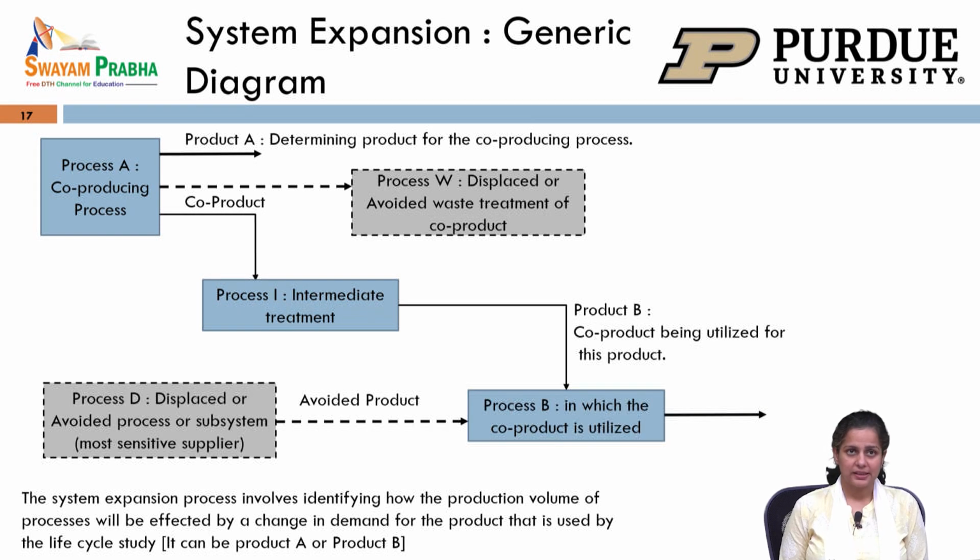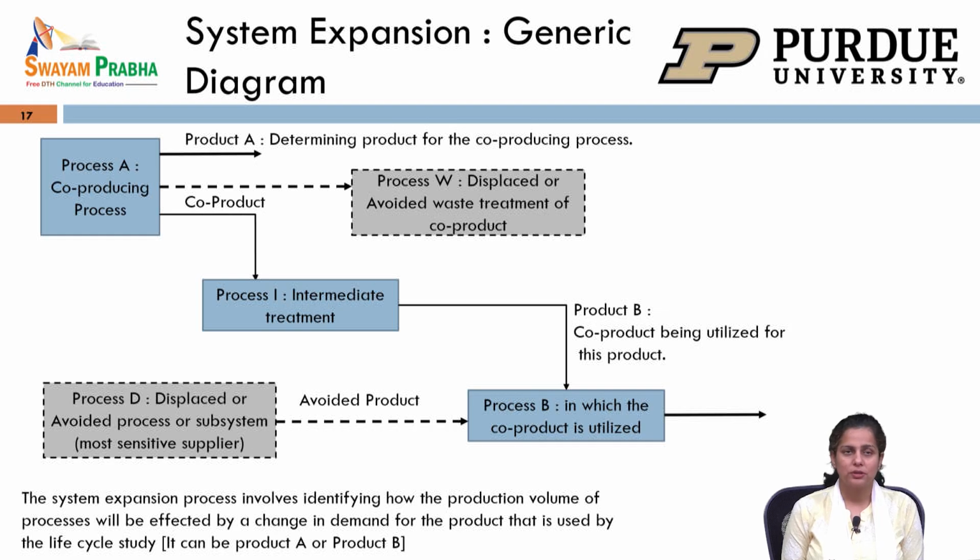The recycled cardboard, which is now an output of the intermediate treatment, forms product B, which is the recycled, and that is the co-product that is being utilized for another product. So, your process B is in which the co-product is utilized. The avoided product is our process D, which is displaced or avoided subsystem, and that is basically the most sensitive supplier. So, here what you are seeing is how do you expand your system boundary to be able to give credit to product A for all the process D that is displaced.